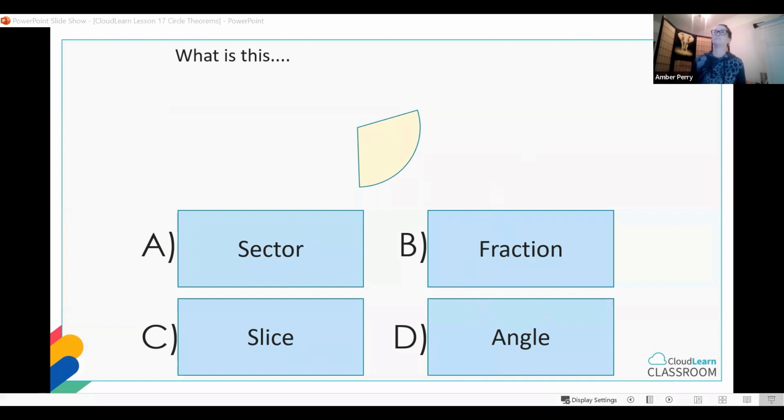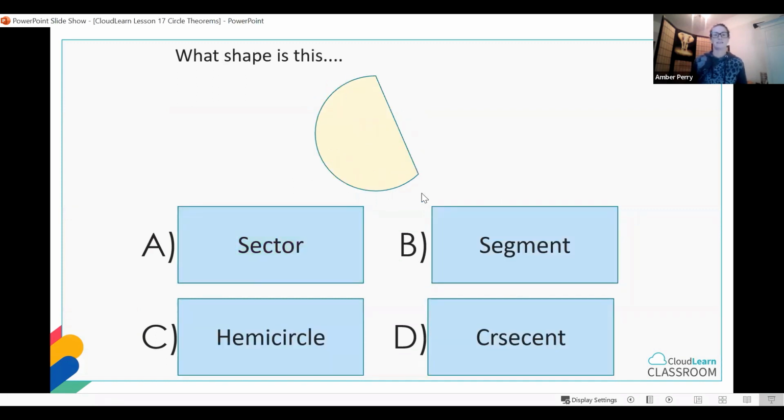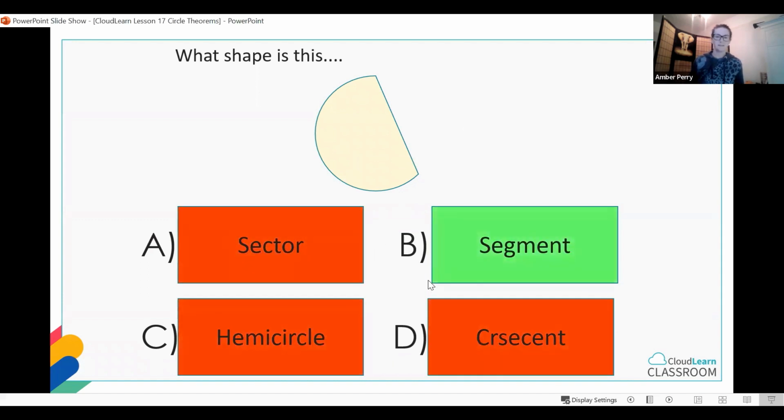Okay. Let's move on. We're nearly done, I think. What shape is this? Is this a sector, a segment, a hemicircle, or crescent? My apologies, I spelled that one wrong. Is it A sector, B segment, C hemicircle, or D crescent? And everyone's voted for segment, and everyone is correct. Well done. Doing really well. I don't think we've had any wrong answers so far today.